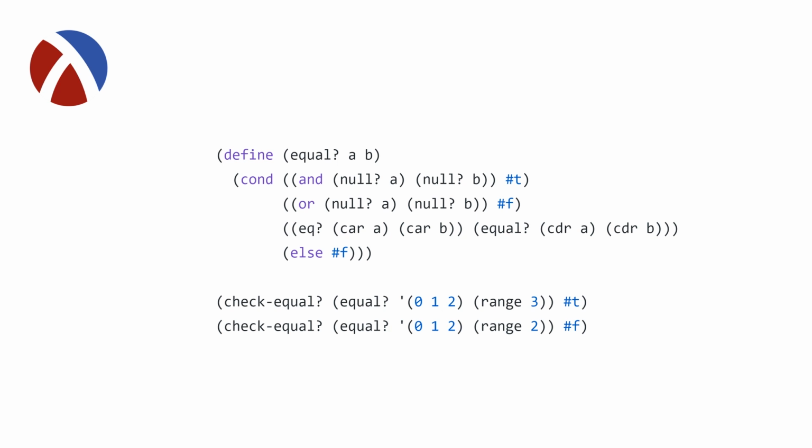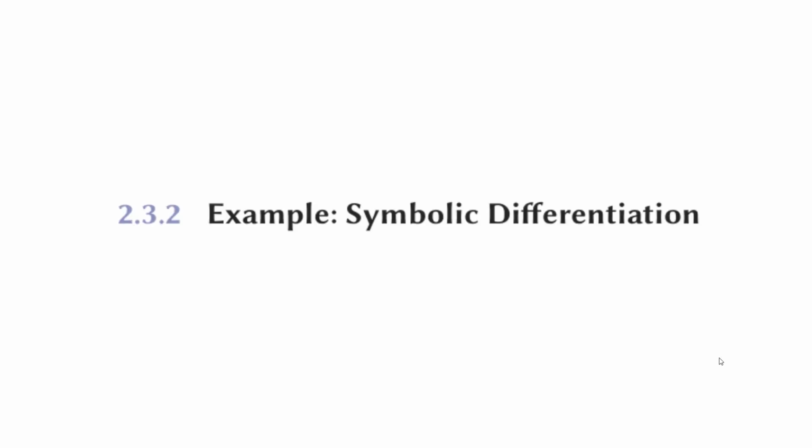And you can see here I have started to use the Racket unit testing module, so we can make calls to check-equal to see that 0, 1, 2 is equal to range 3, which will give us 0, 1, 2, but 0, 1, 2 is not equal to range 2, which only gives us 0, 1. And this brings us to the first example and the second subsection of chapter 2.3.